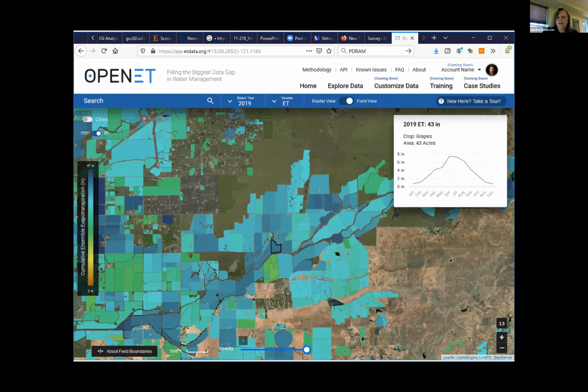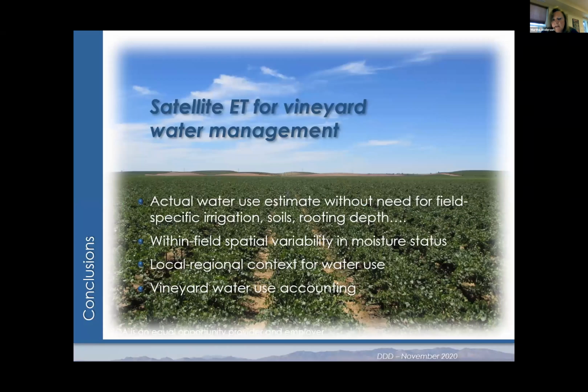So the time savings in running this all in the cloud is just incredible, and also the ability to share these data sets with the growers and the end users. So that's what I'd like to talk about, a summary of some of the utility of the satellite ET data. We've heard about how it's useful for vineyard management, but it's also useful for placing the water use within your vineyard within a larger regional context.